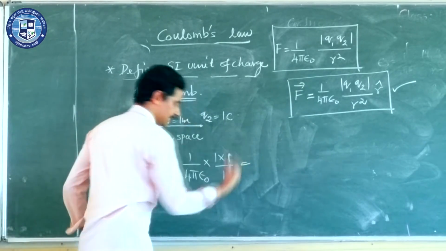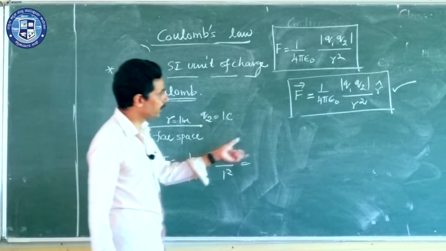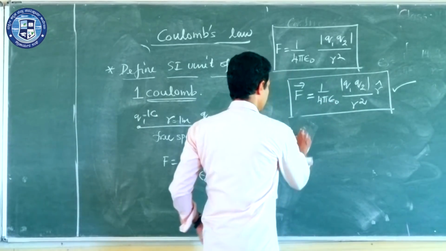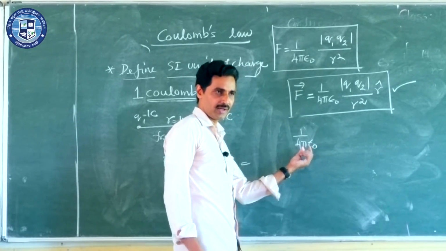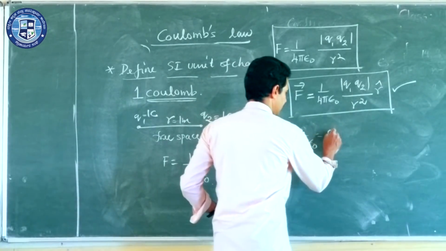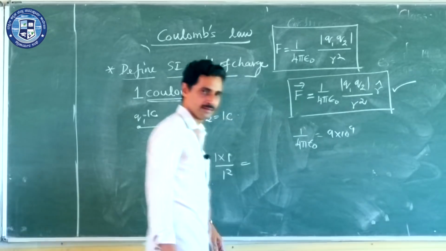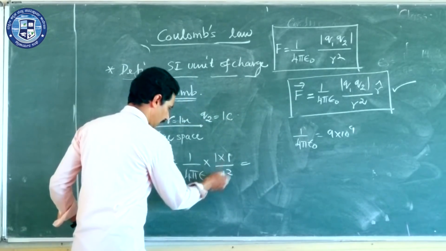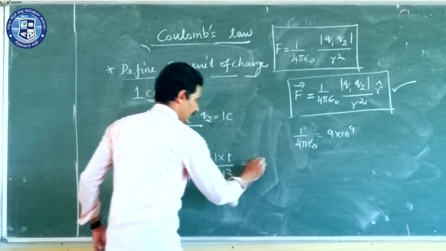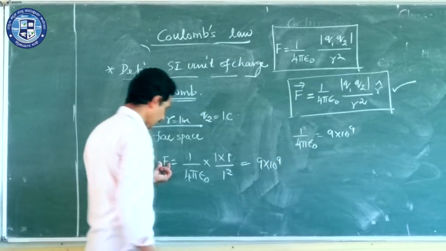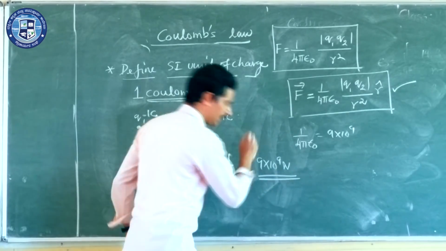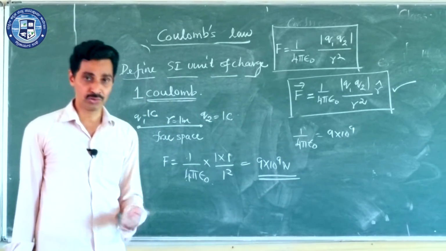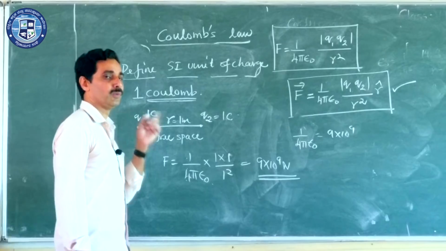What answer will you get here? You know that 1 by 4 pi epsilon naught, last time I wrote, if you substitute epsilon naught as 8.854 into 10 to the power minus 12 and use your calculator, you will get 9 into 10 to the power 9. We have just seen it. So this is 1 by 4 pi epsilon naught, 9 into 10 to the power 9. We are finding force. You know the SI unit of force is Newton, exactly 9 into 10 to the power 9 Newton. Now we have to define 1 Coulomb.